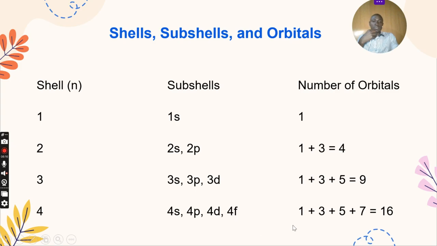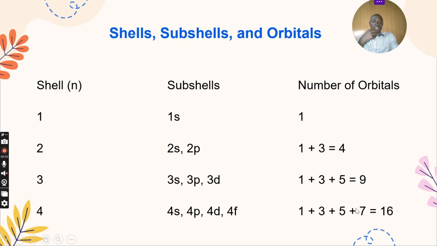And then the first, which is the s subshell or s orbital, can hold a maximum of 2 because it has 1 orbital. The second, which is the p subshell, can hold a maximum of 6 because it has 3 orbitals. And then the third, which is the d subshell, can hold a maximum of 10, because it has 5 orbitals.